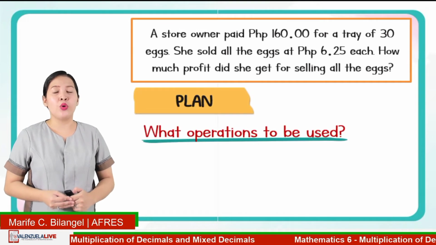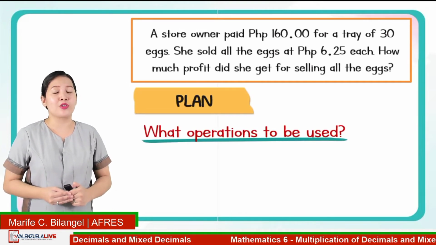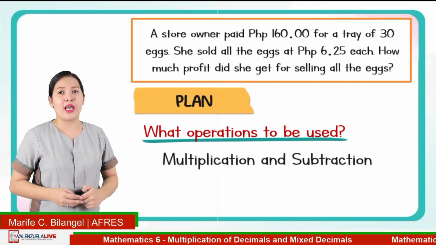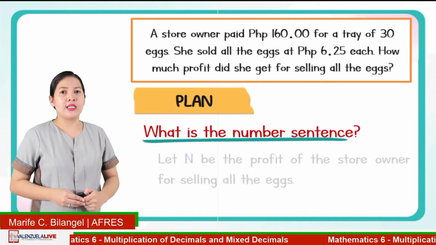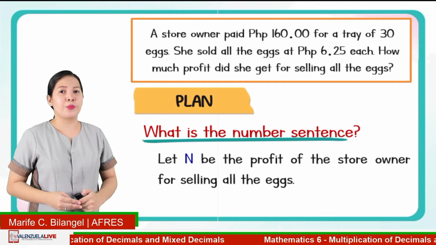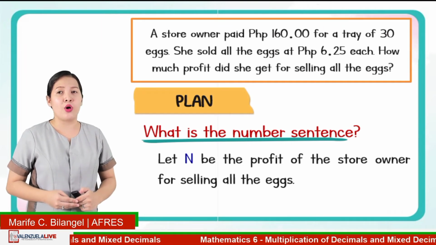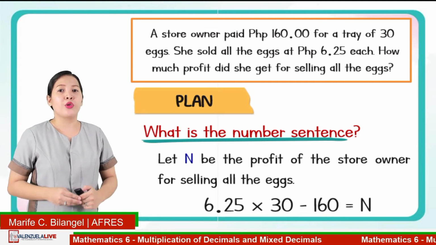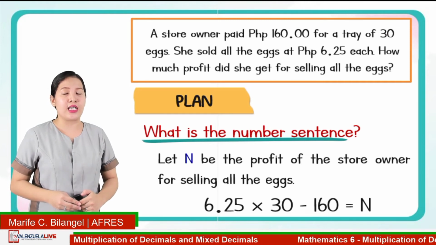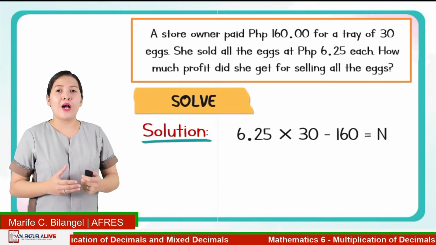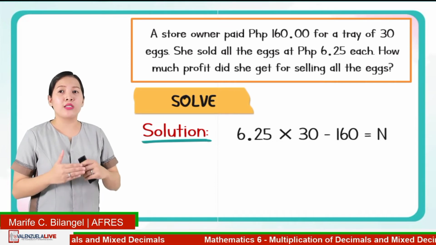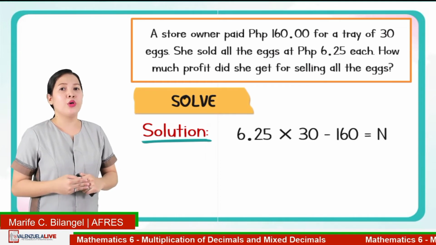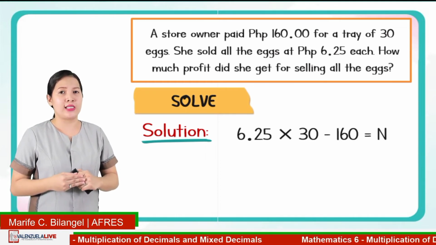Let us try to identify the operations needed to solve the problem. So the operations needed to solve the problem are multiplication and subtraction. Then the number sentence, let n be the profit of the store owner for selling all the eggs. We have 6 and 25 hundredths multiplied by 30 minus 160 equals n. Now let us solve this problem by following the rules of order of operations. So 6 and 25 hundredths multiplied by 30 minus 160.